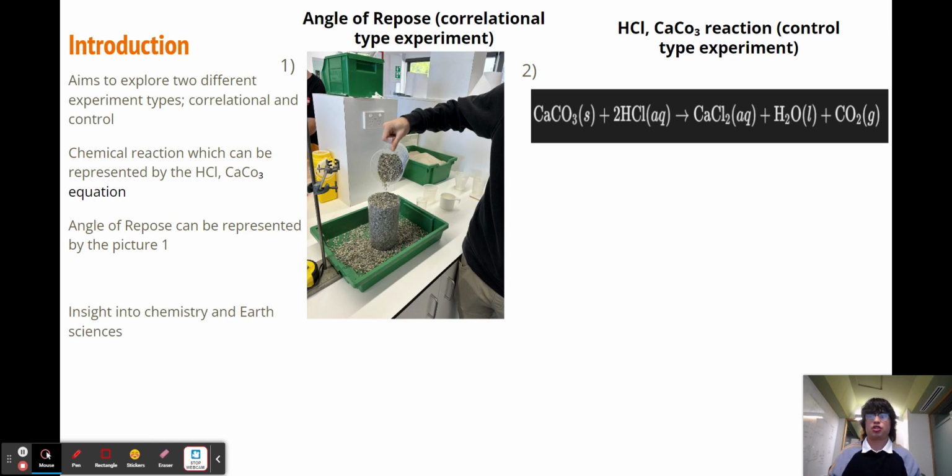Conditions such as restriction on the diameter, therefore testing the different diameters' effects on certain materials such as dirt, sand, and pebbles. For the calcium carbonate and hydrochloric acid reaction, the only changing condition was the temperature at which the reaction occurred.